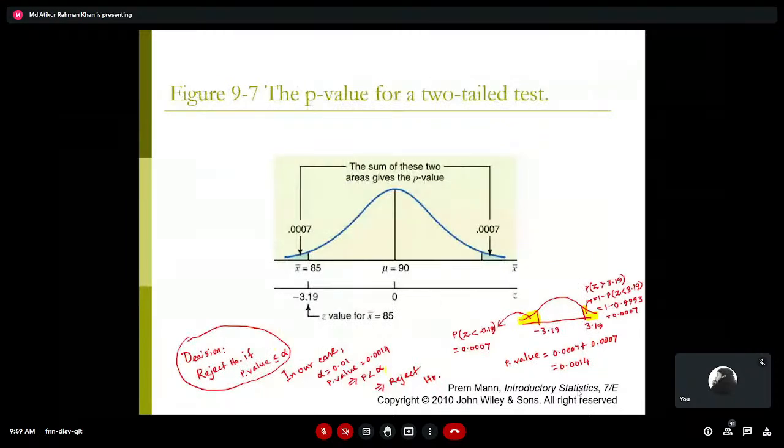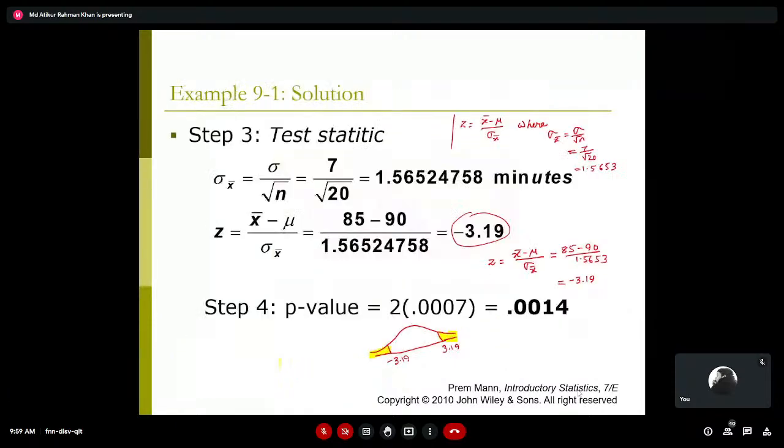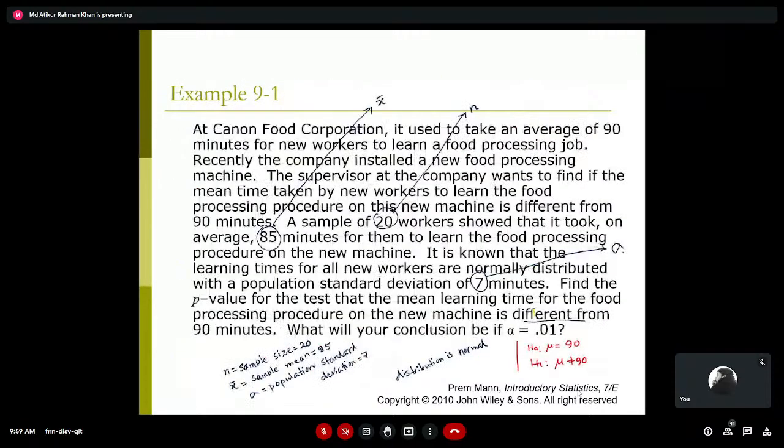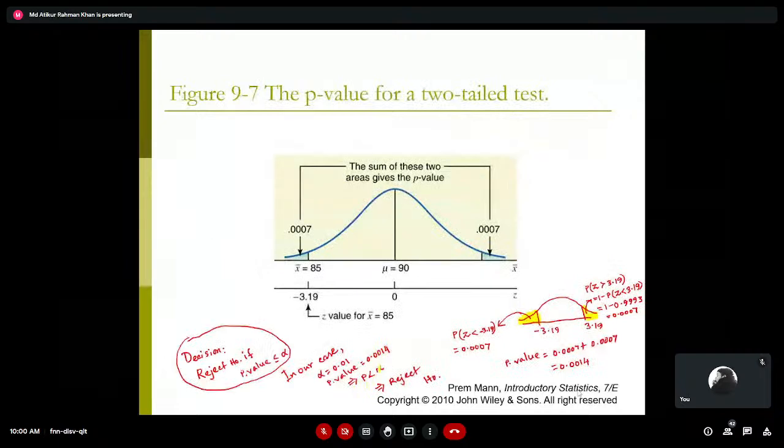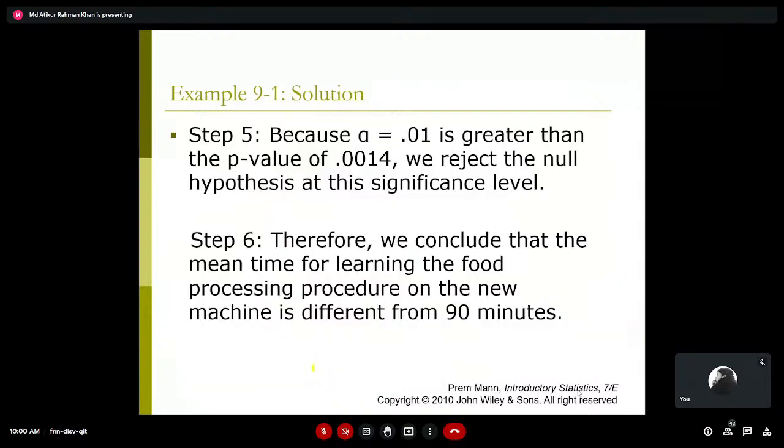Now we can make the decision in step 5. In step 5, we can use the decision rule: reject the null hypothesis if p-value is less than or equal to alpha. In that case, we found alpha is equal to 0.01. So our p-value is less than alpha, so we reject the null hypothesis. Essentially, that is step 5.